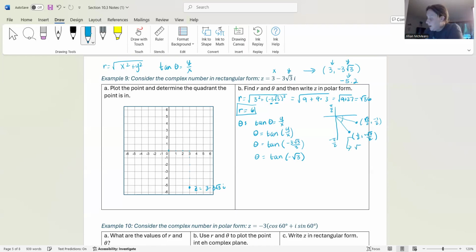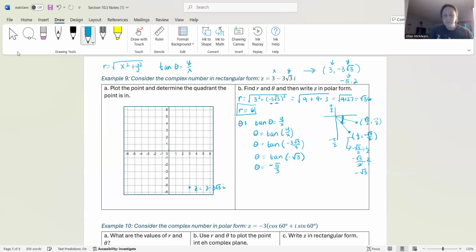So we get negative root 3 over 2 divided by a half. That's negative root 3 over 2 times 2 over 1. Well, this is good. The 2's are going to cancel, so we get negative root 3. So we're dealing with negative pi over 3. Okay? So we get tangent equals negative root 3.